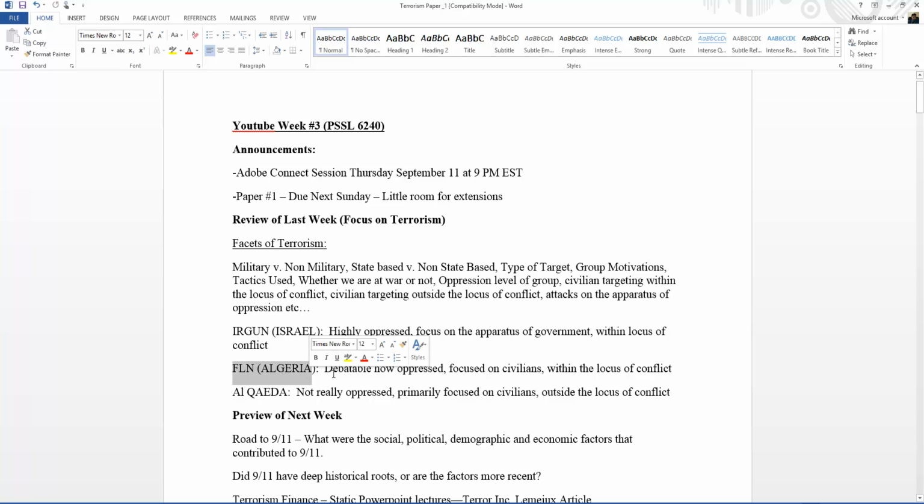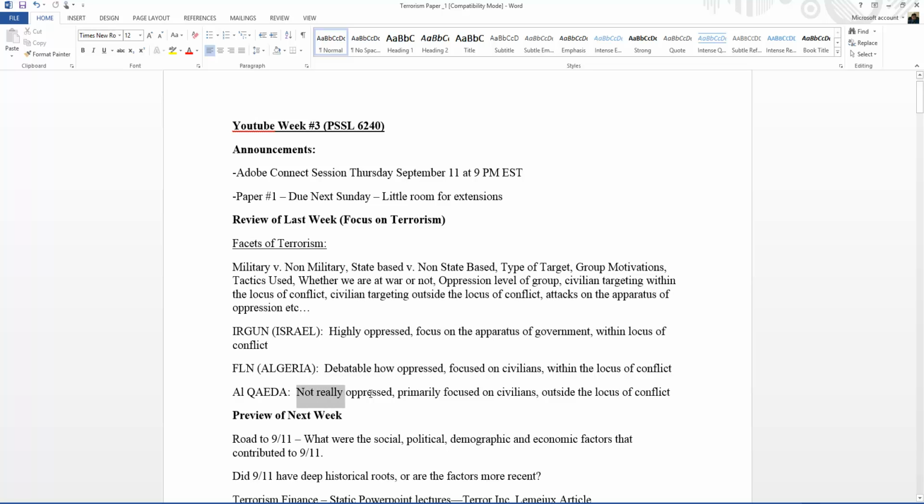The FLN, you can make a little bit of a counter argument. They were not as oppressed, or at least certainly didn't have the Holocaust as a backdrop as the Irgun did. They were focused on civilians as opposed to the Irgun, which is focused primarily on military. The FLN was focused primarily on civilians. However, they were within the locus of conflict. So it may not be a terrorist group, but a bad actor.